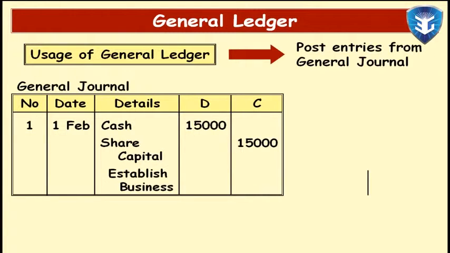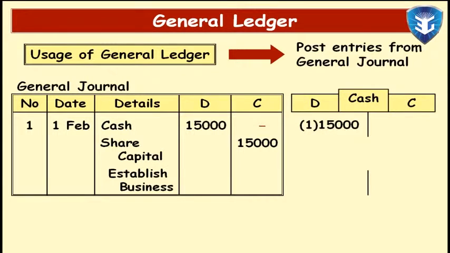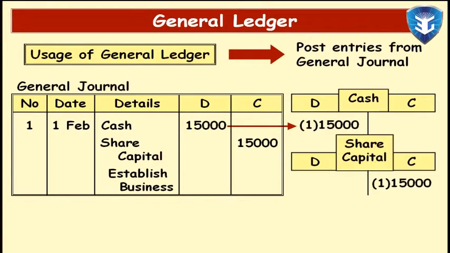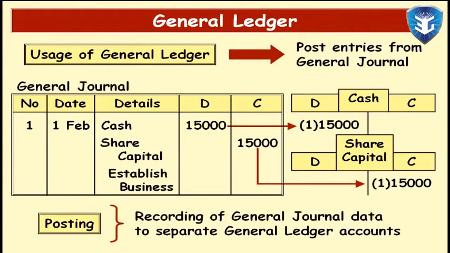When we do the posting to the general ledger accounts, here we use T accounts. We post the increase in cash to the cash account, and we indicate the reference in brackets, it's 1, in order to trace back, if necessary, which transaction was posted in the general ledger. And also we have the share capital account, and we post the credit entry from the general journal to the share capital account, again indicating the same reference to the number of the transaction. Posting means that we record general journal entries or general journal data in separate general ledger accounts.